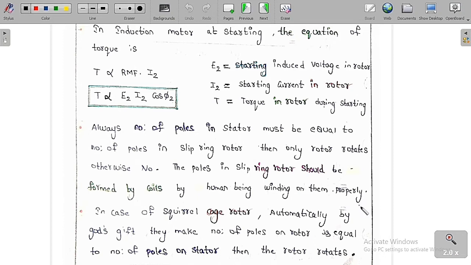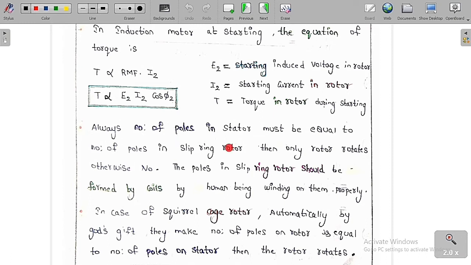I have already told you, in the case of a squirrel cage rotor, by nature itself, the number of poles on the stator will always be equal to the number of poles on the rotor. But in the slip ring rotor, the person has to wind the coils on the rotor. He has to make the number of poles on the rotor always equal to the number of poles on the stator. Then only it can rotate. Otherwise, it will never rotate.